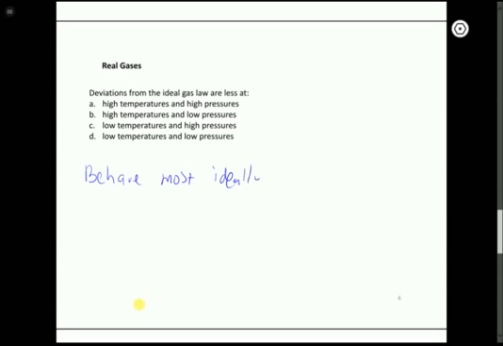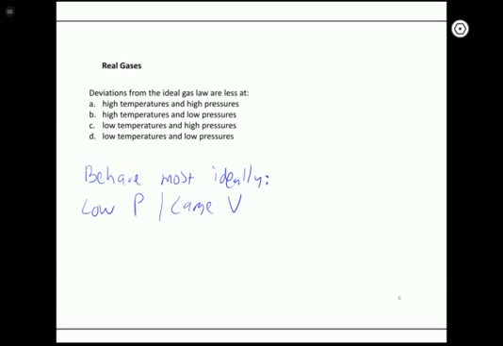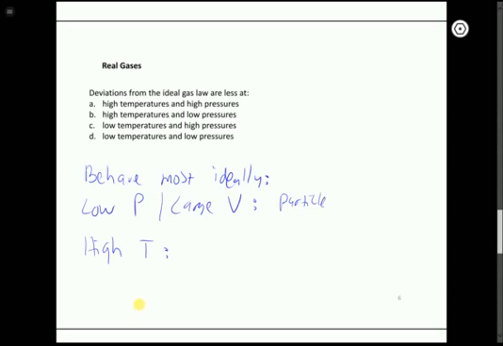Okay, so ideal gases, we assume they have very small particle volume. The particles are very far apart from each other, so that's going to occur at either low pressure or large volume, however the scenario is phrased. But if we have a low pressure or a very large volume, the gas molecules are very far apart from each other. They don't interact with each other as much. And then also, in terms of temperature, it's going to be the higher the temperature. So low pressure and large volume put the particles far away from each other, which allows them to behave more ideally.